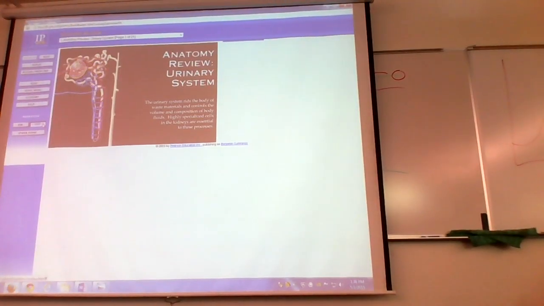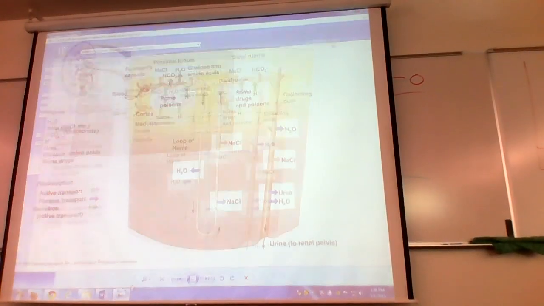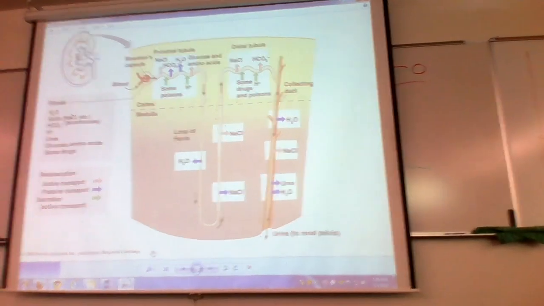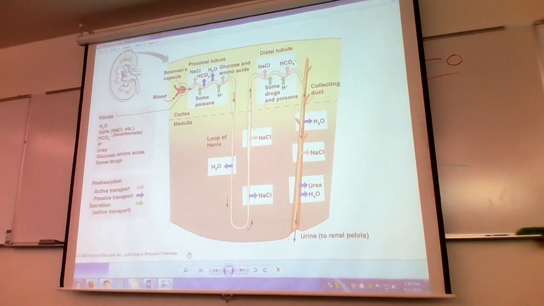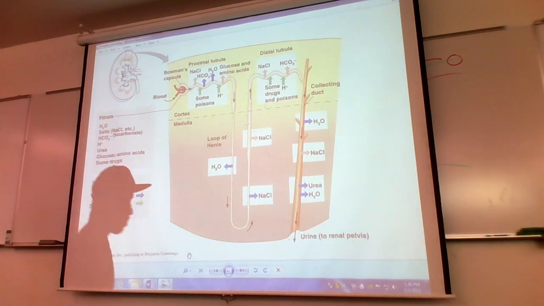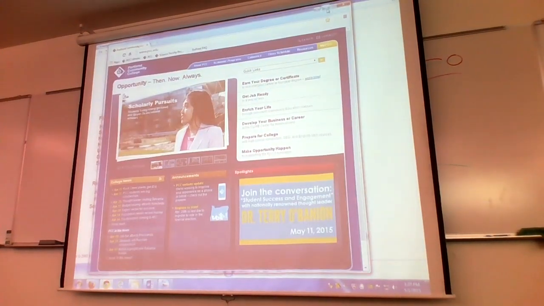Alright, so we're going to finish up some urinary and do some acid base. So we basically learned the basic part. This picture was basically how your kidney takes stuff in and out. So what we're going to learn mostly today is how you regulate that process. How does your body tell the kidney what to do? So I'm going to show you some animations that deal with regulating that.